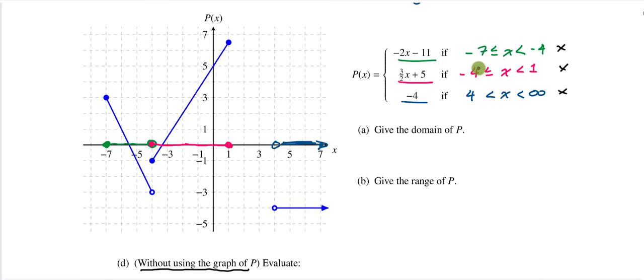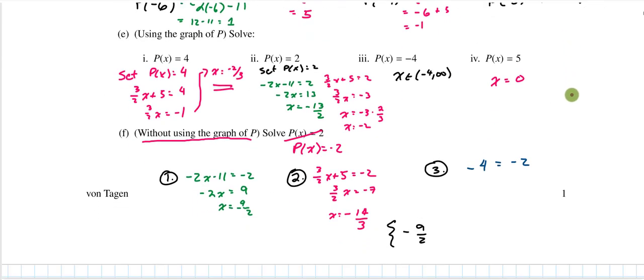But notice, this is what I wanted to do. This is the whole reason for working this hard example. This pink or this red curve only applies for x values between -4 and 1. And when I went to solve this, when is the red curve equal to -2, I got a value that was not in the domain of that piece. This is not in the domain of the second piece.